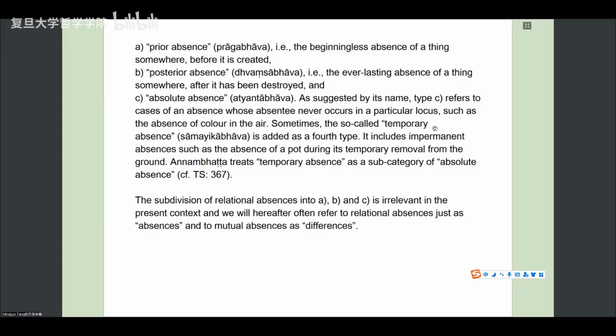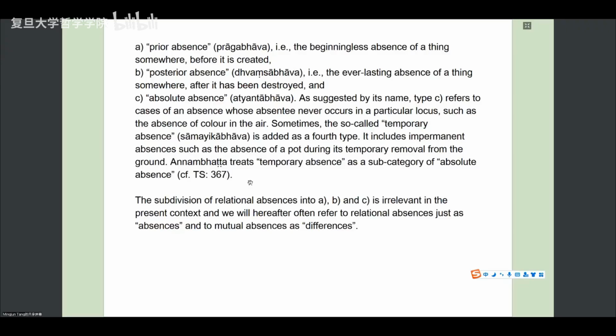Sometimes the so-called temporary absence, samayika abhava, is added as a fourth type. It includes impermanent absences, such as the absence of a pot during its temporary removal from the ground. Annambhatta treats temporary absence as a subcategory of absolute absence. Of course, one might think this is not very fortunate to do it like that, but the Nyayikas try to devise some arguments which can make it plausible somehow, to regard also these temporary absences as absolute absences.